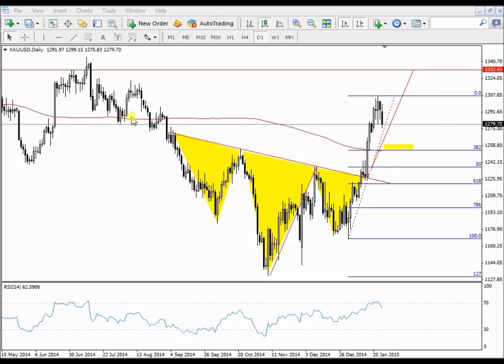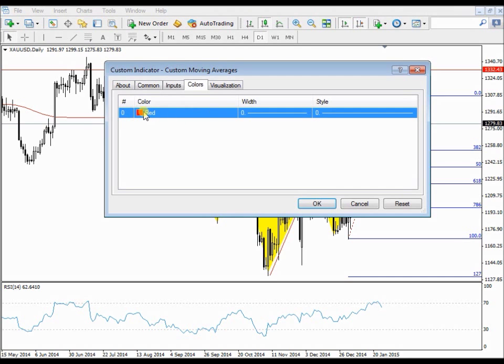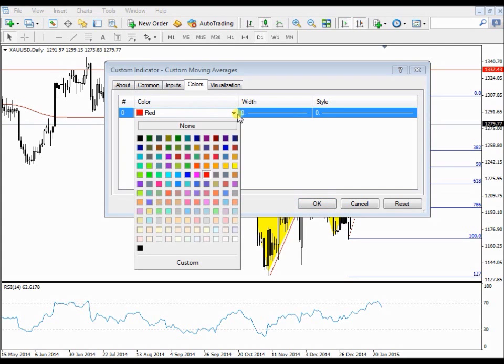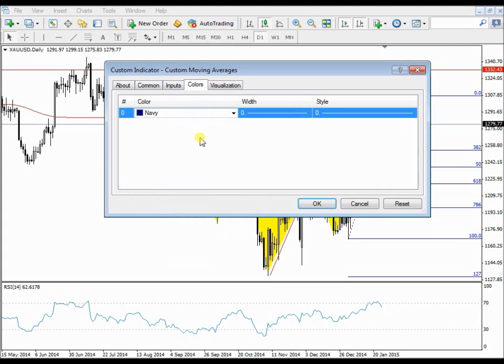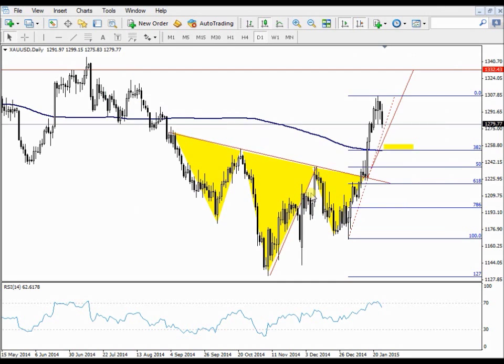You can see this red line here. I'm going to make it another color. I've got a lot of colors on this chart now. So let's change that to a dark blue, and I'm going to make it a little bit thicker. I only use one moving average. I use the 200-day moving average only on my daily. I want the price now to come back to this 200-day moving average.